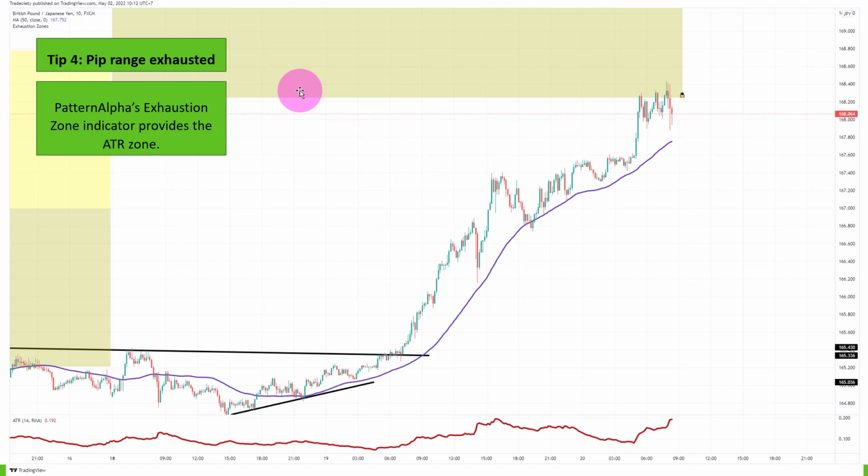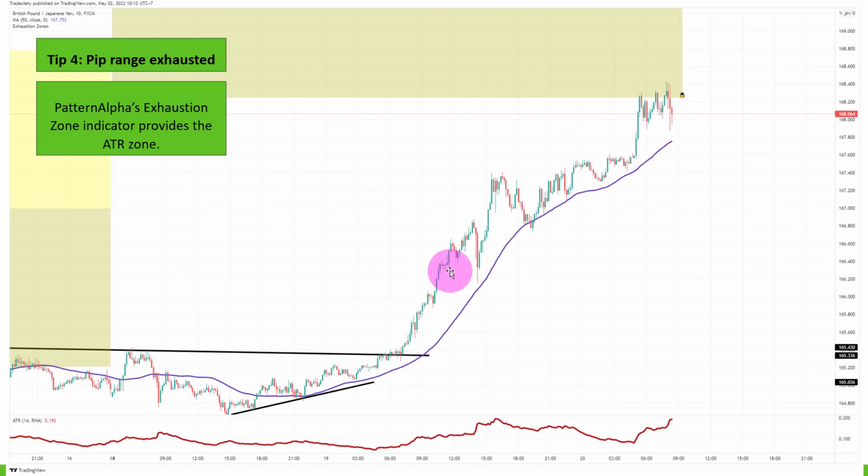And what the exhaustion zone does is it pretty much just draws the ATR zone on your chart. And as you can see, this is where the ATR and the exhaustion zone starts for this market. And as the trend progresses, it is then moving into the ATR zone, which shows you that at this point, on average, in the past, the market has stopped trending and a continuation is not super likely anymore.